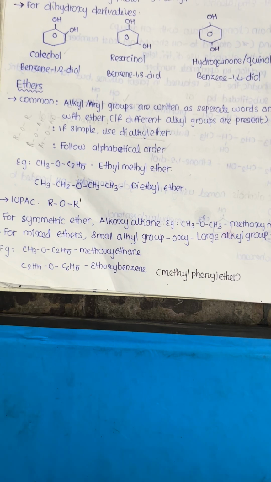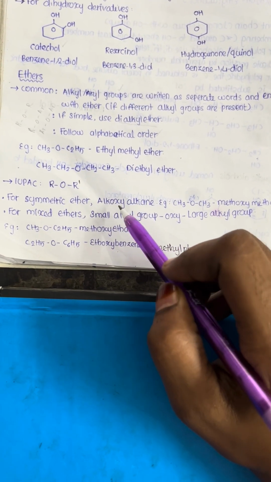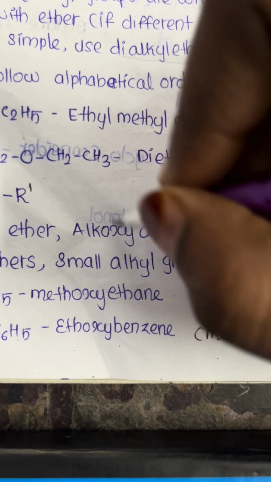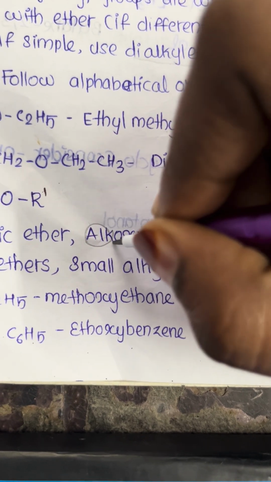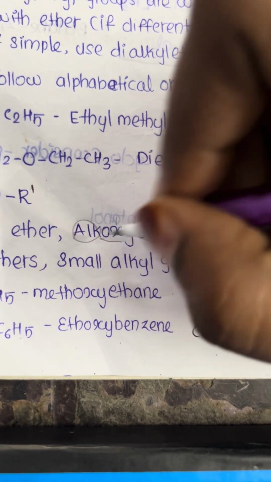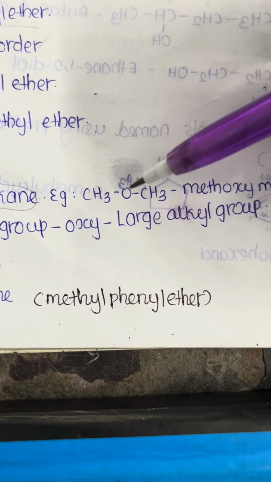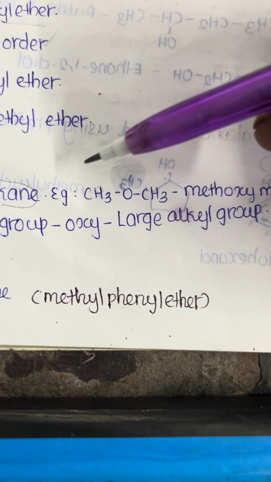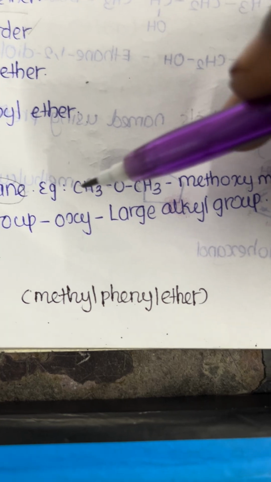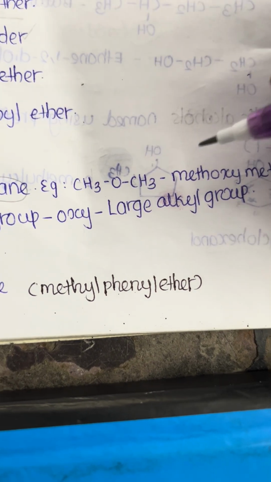Now the IUPAC naming for ethers is written as alkoxyalkane. That is alk, then write oxy, then the alkane. They are written as a single word, no gaps in between: alkoxyalkane. For example, CH3OCH3. If it is simple, we write it as alkoxyalkane. So here it is a simple or symmetric ether. This is a methyl group, and this is also a methyl group.